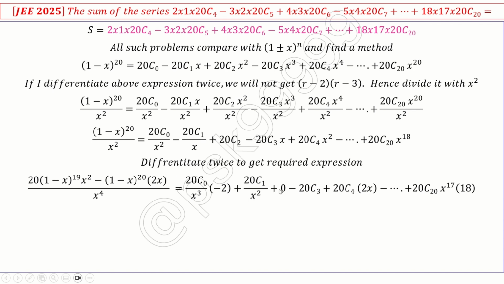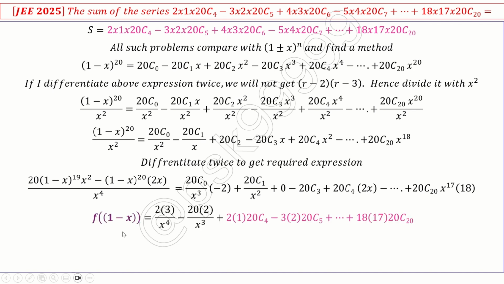Then plus 0, as this is a constant term. This x term will go off, and so on. For 20C4, I get 2x. Now if I differentiate again, I get 2 into 1 here. So differentiate again. I am calling this LHS as a function of (1 minus x), because if I substitute x equal to 1, everything will become 0 anyway.